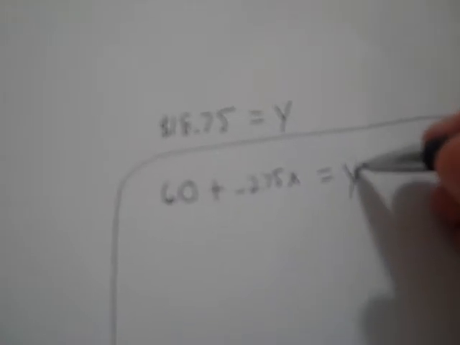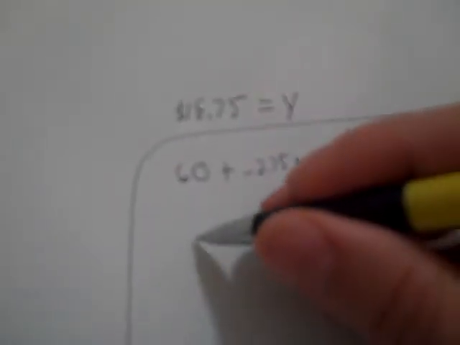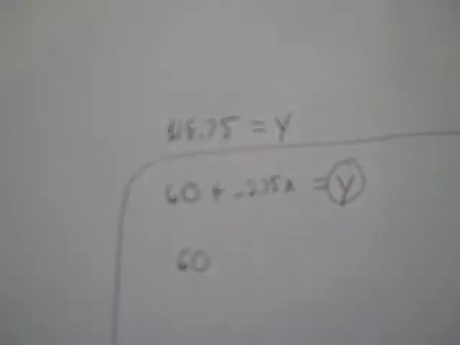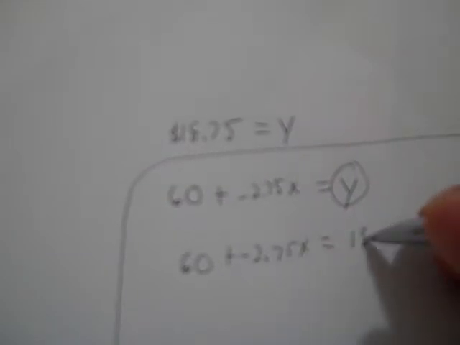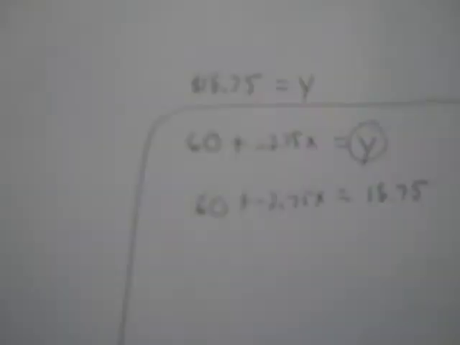Now, what we're going to do after that is replace one of these variables to solve the problem. So I've used the $60 as my beginning. I've used the 2.75 as my rate of change. We need to put that $18.75 somewhere. Now, what's its label? Its label's dollars, so dollars is y. So that's going to go in for the y, okay? All right, so I can just replace the y variable here, okay? So 60 plus negative 2.75x equals 18.75.